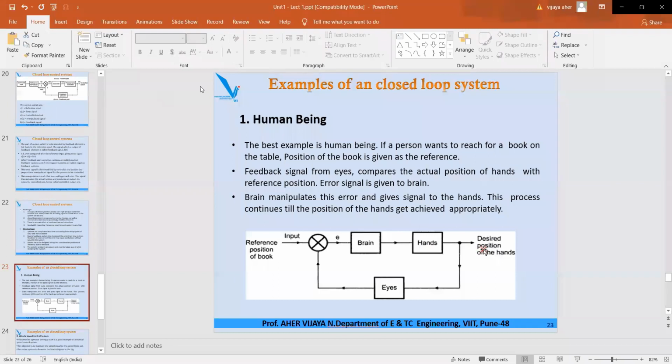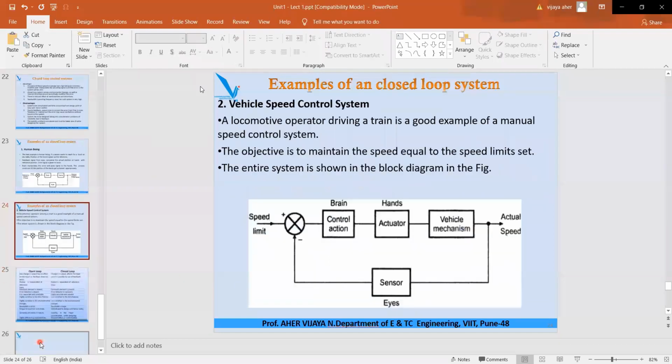This is how our brain is working and acting as a closed loop system. Take anything. Here we have just taken a book as an example. You can take anything. So this is a very good and the best example of a closed loop control system.